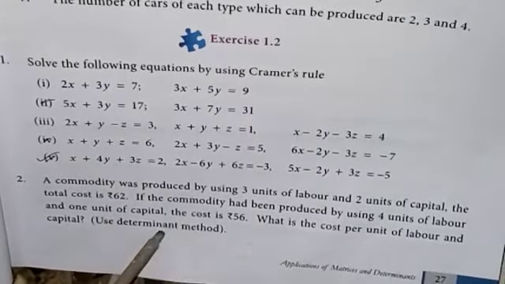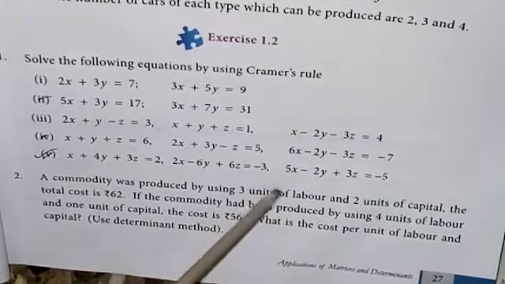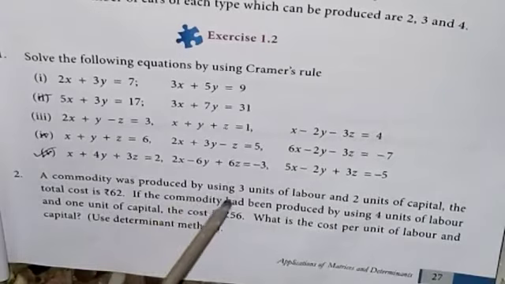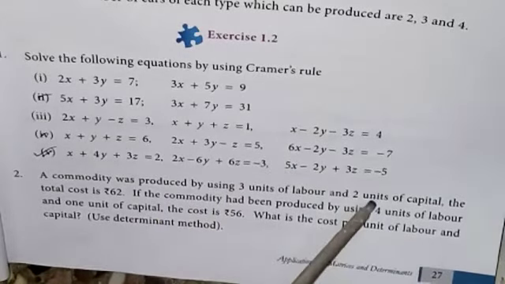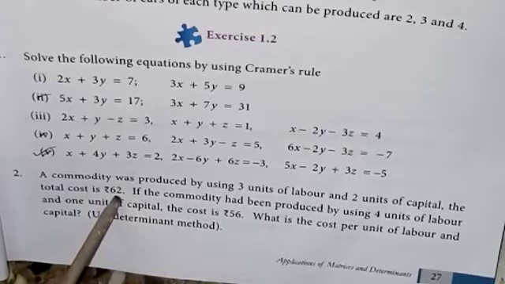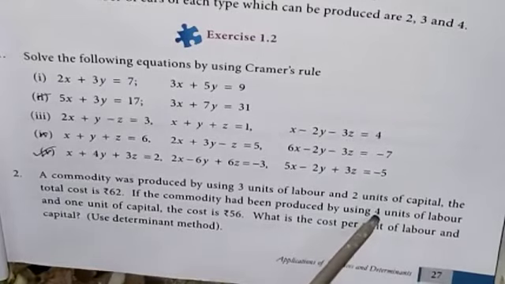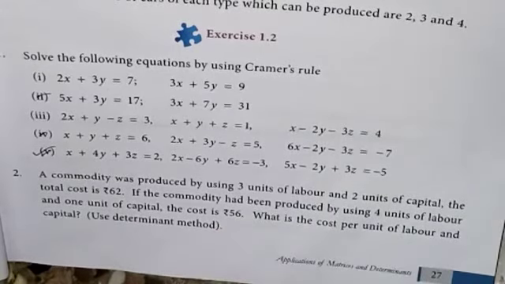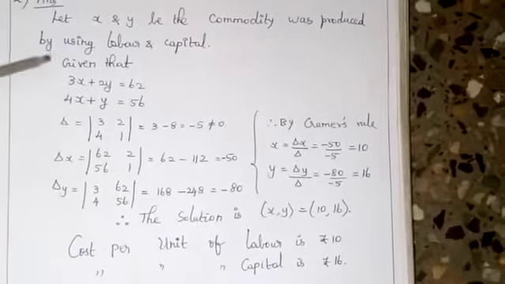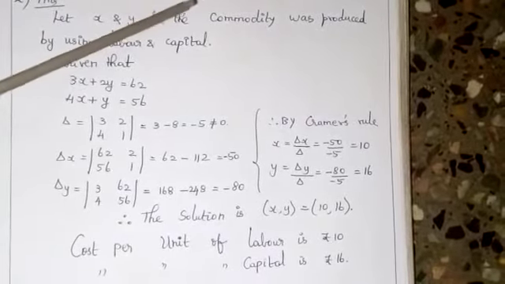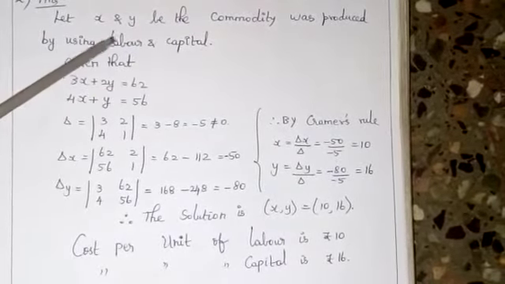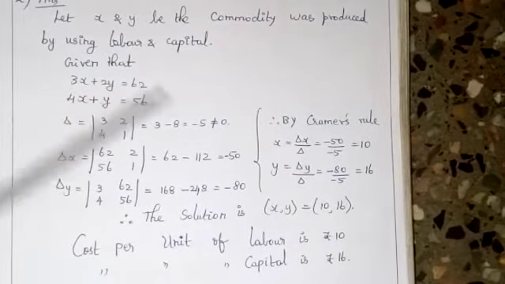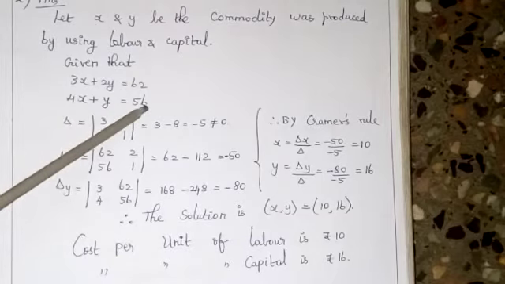Using the determinant method, first let x be the labor and y be the capital. So we get 3x plus 2y equal to 62. This is the first equation. And from the second one, 4x plus 1y equal to 56. Solution. Let x and y be the labor and capital used to produce the commodity. So given that 3x plus 2y equal to 62, 4x plus y equal to 56.